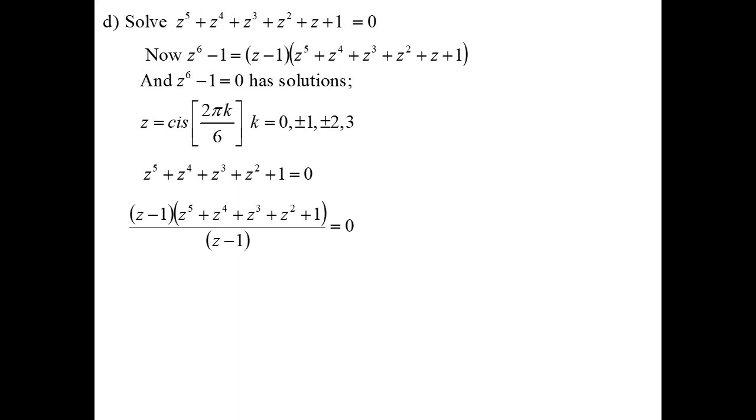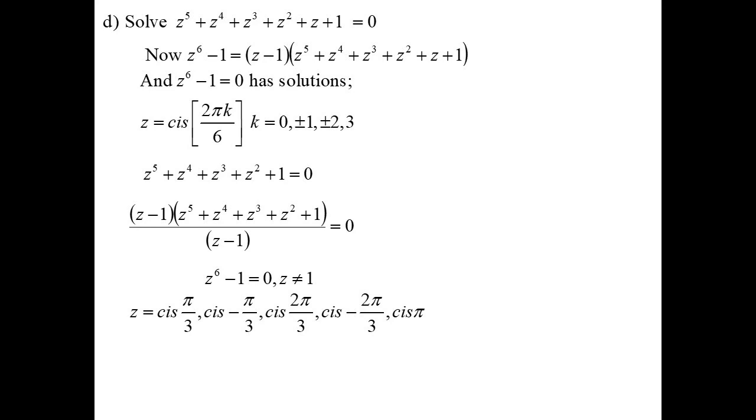On the top of the fraction, I'll have z to the power of 6 minus 1. But then on the bottom of the fraction, I'll have z minus 1. The z minus 1's cancel, and you'll see I've got the actual equation that I'm playing with. But it can't have the solution z equals 1, because the bottom of the fraction would become 0. So therefore, it will be all the solutions of the top of the fraction, excluding the solution z equals 1. Therefore, the other 5 solutions must be the solution to this quintic. And so there are the solutions to the equation.